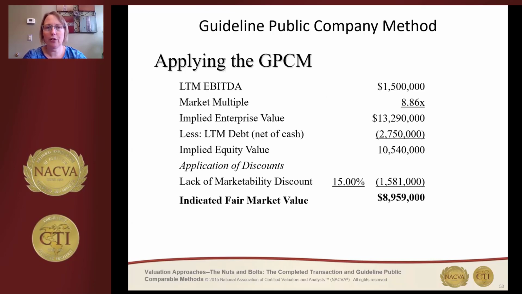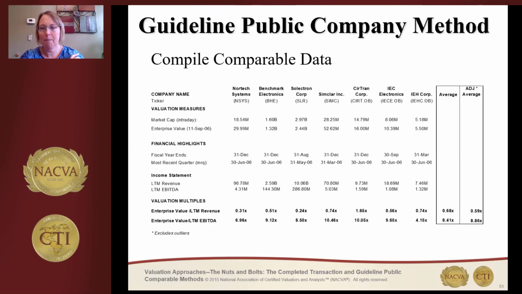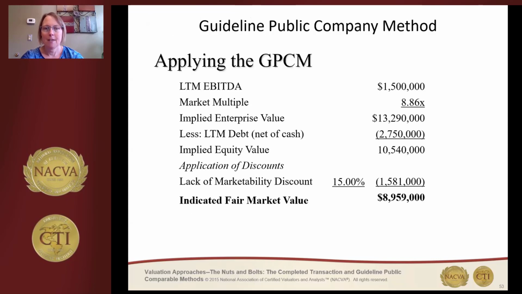And here's how we're doing this. So last 12 months of EBITDA is 1.5 million. We got our market multiple of 8.86. So if we go up a couple slides, 8.86, write down our adjusted enterprise value based on the last 12 months of EBITDA, right? So 1.5 times the 8.86, and we have our implied enterprise value of 13.29 million.